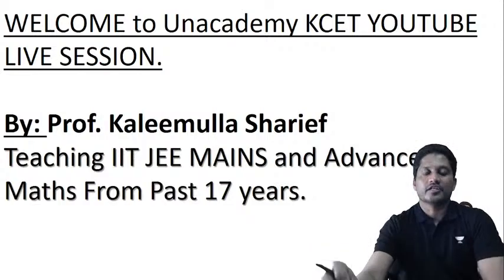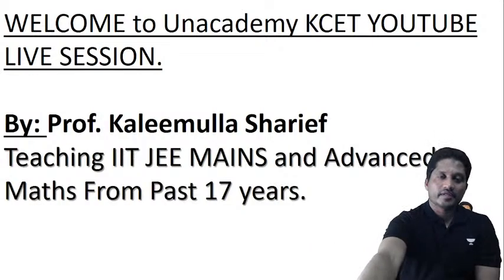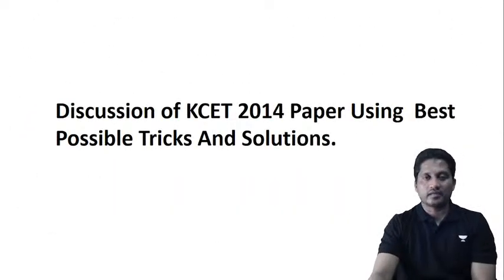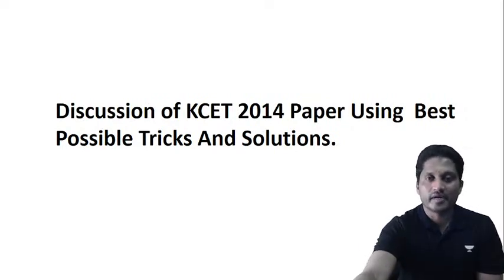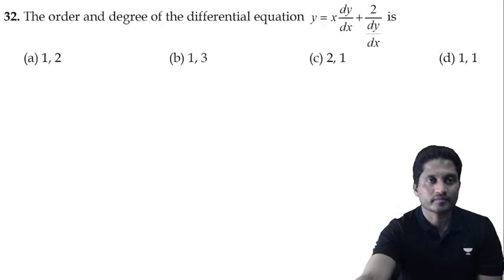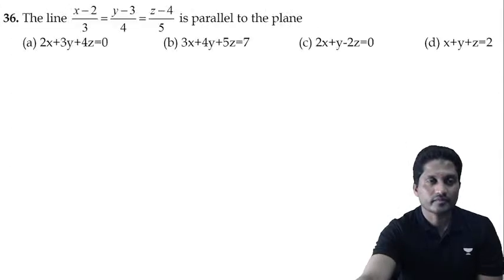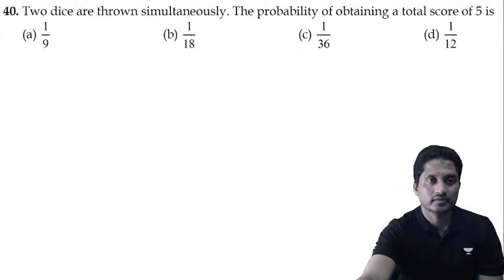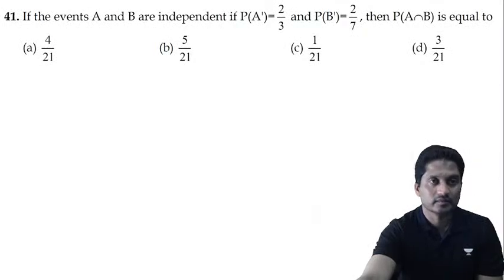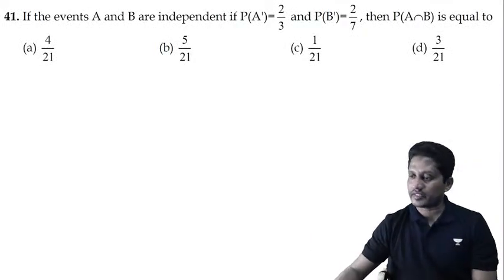We finished sessions 1 and 2. We have done up to 40 questions in the KCET 2014 paper. We will continue the same paper. We're done with 40 questions, so we'll start from question number 41.